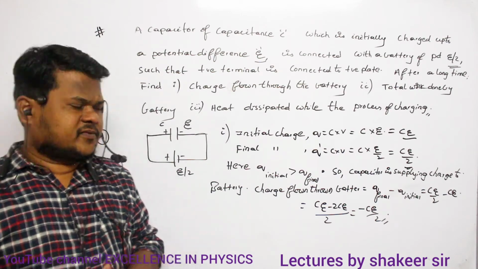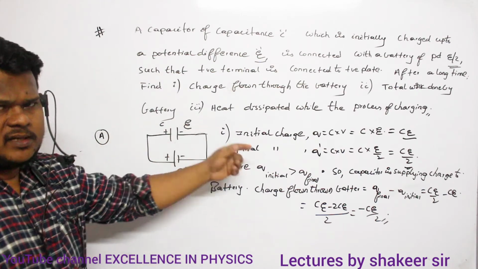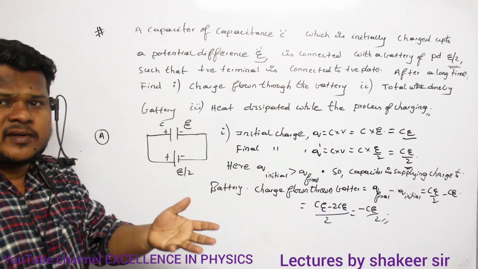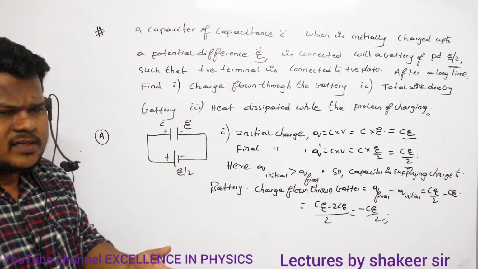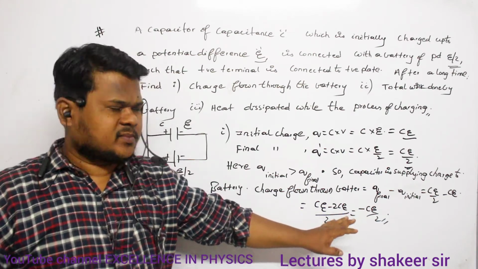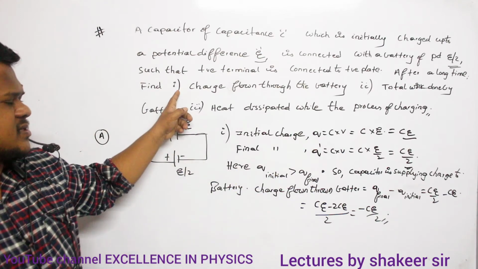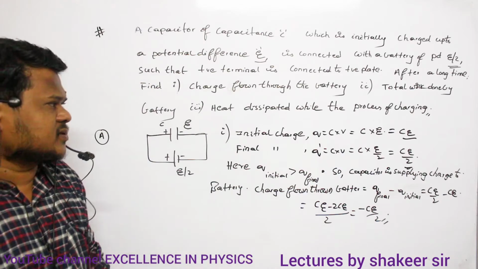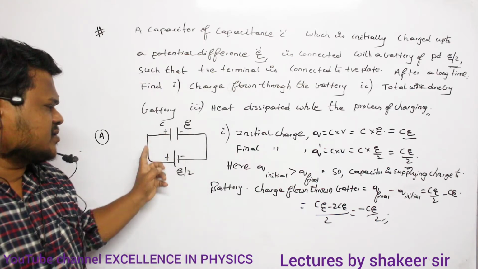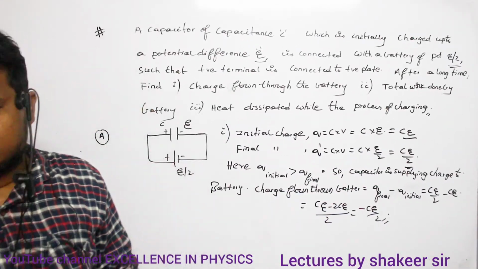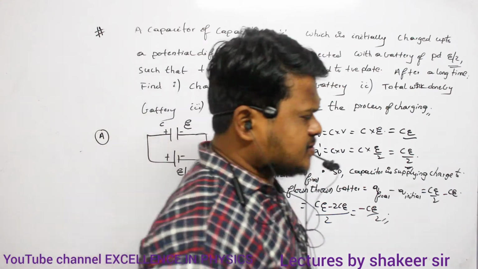If a battery is supplying charge, then we will get a positive symbol there. But the battery is receiving the charge. Battery is receiving the charge. So that is why we got a negative symbol here. Are you able to understand? So this is the answer for our first question. So minus CE divided by 2 amount of charge is flowing through the battery when this capacitor is connected to this battery. First of all, make a note up to here. The amount of charge flown through the battery.